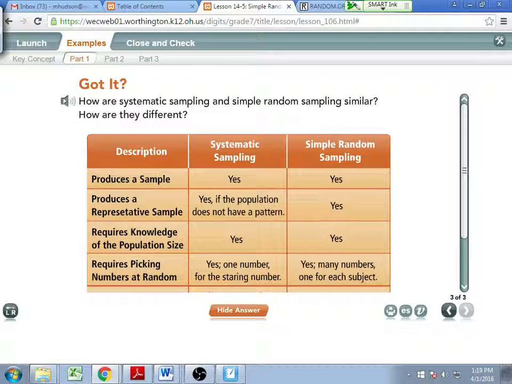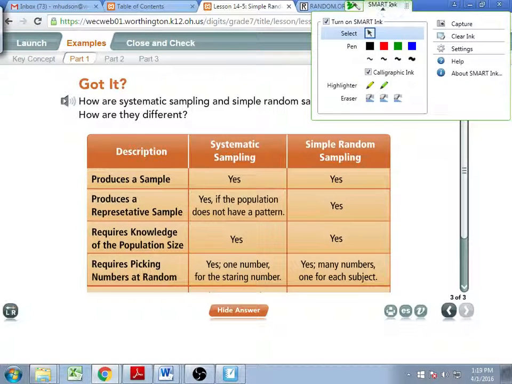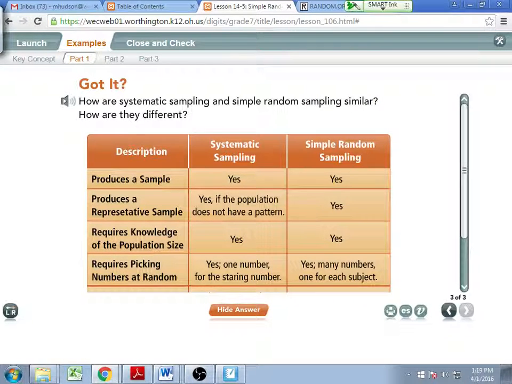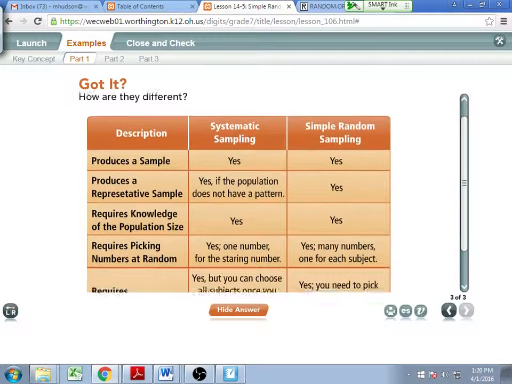So here's some similarities and differences. What you notice here is that systematic and simple random are very similar to each other. The only difference is that with systematic, I have a rule telling me who to pick. With random, I'm just picking people randomly, or things randomly.